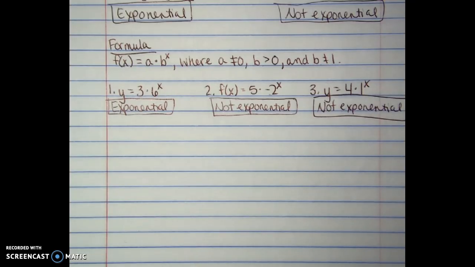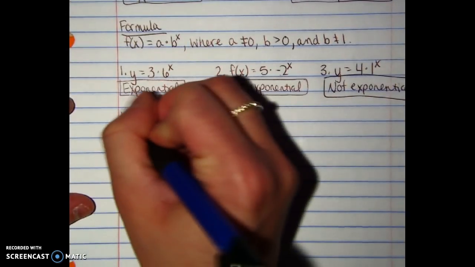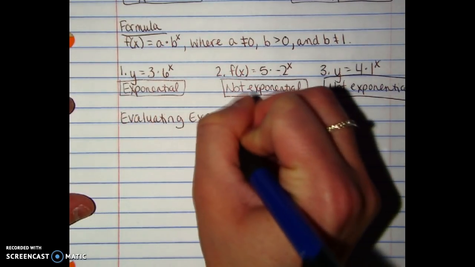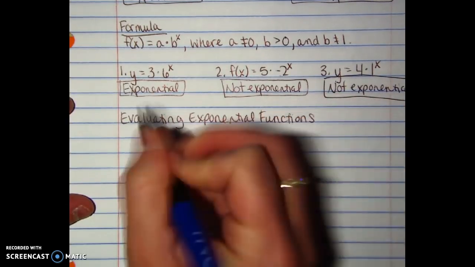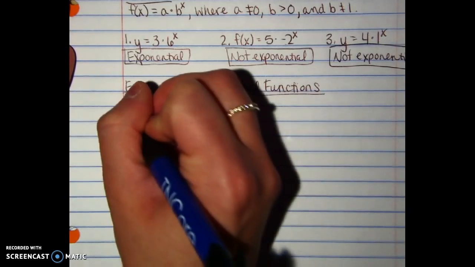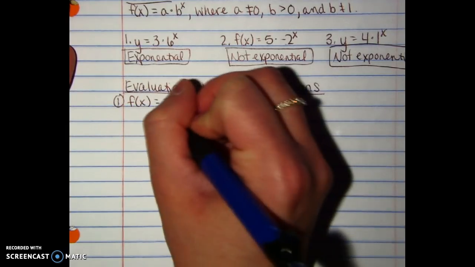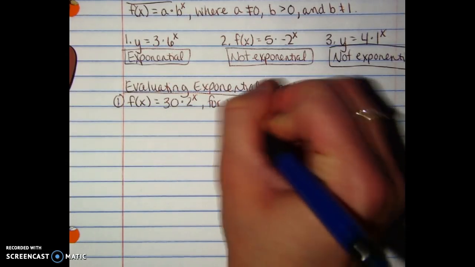Okay, so that's it for identifying exponential functions. I have 3 examples to do of evaluating exponential functions. And this is just where you're going to be substituting in a value for the x. It's not that bad. You've been basically doing this all year anyways. Okay, so let's look at number 1. F of x equals 30 times 2 to the x for x equals 8.